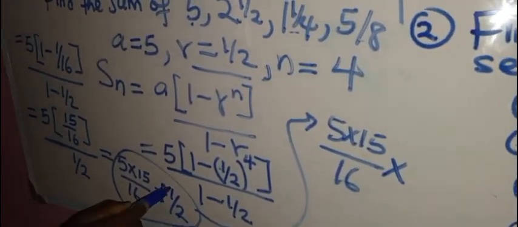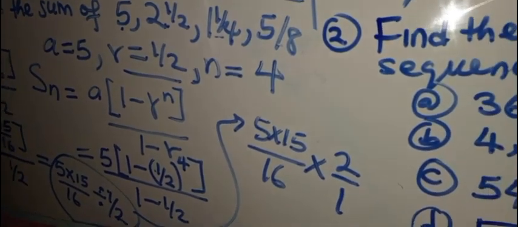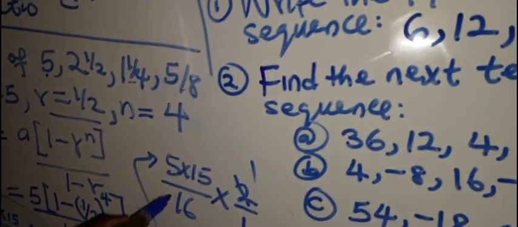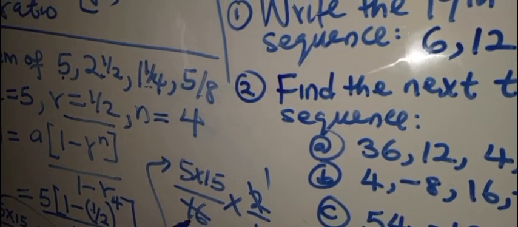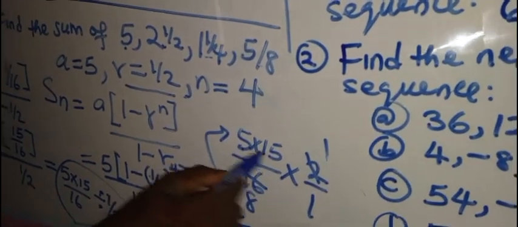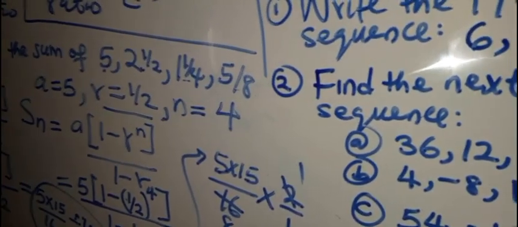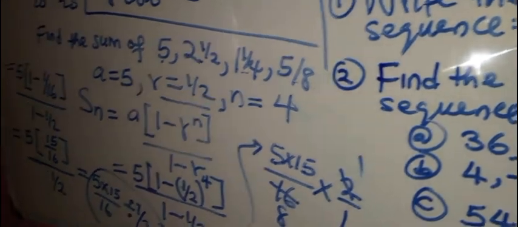Then 2 will go up, 1 will come down. Do you understand that? 2 over 1. Yes. So we have 2 here, 1. 2 here is what? 8. So this is equal to 5 times 15. That is 75 over 8. Okay, I want to end it here like this.